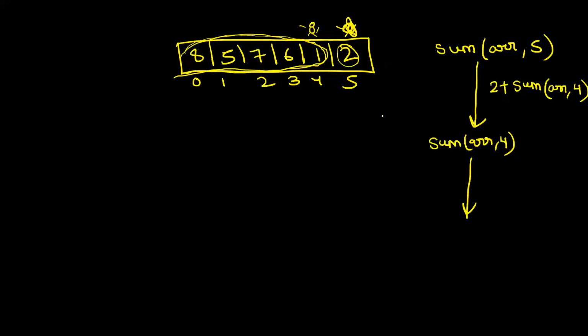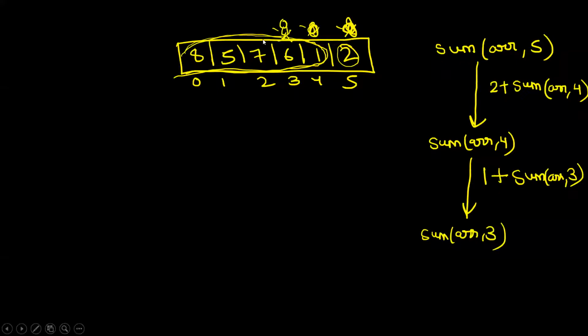So what do I do? It is nothing but 1 plus the sum of all the array elements from index 0 till index 3. So I make a call to sum(ARR, 3). And the moment I make this call, this context will get paused and a new context sum(ARR, 3) will be created. And this context now starts running. So is 3 a valid index? Definitely 3 is a valid index of the array. So what do I do?